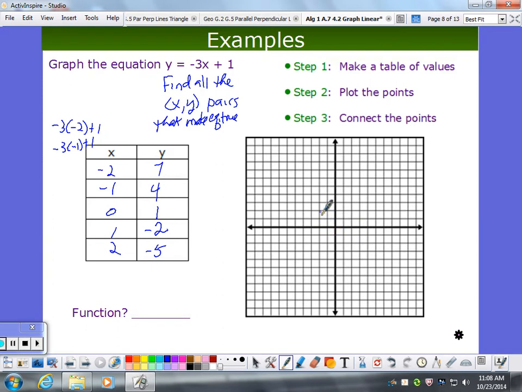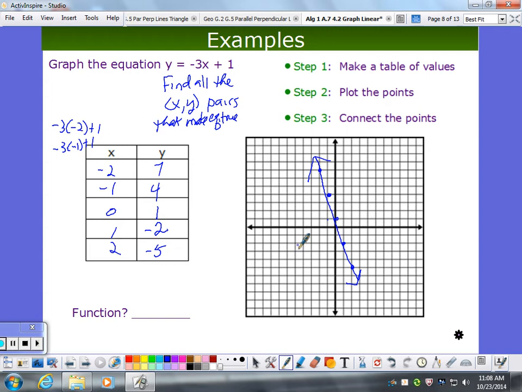-2. 1, 2, 3, 4, 5, 6, 7. -1, 1, 2, 3, 4. 0, 1. 1 is -2. And 2 is 2, 3, 4, -5. Now why am I connecting the points this time?